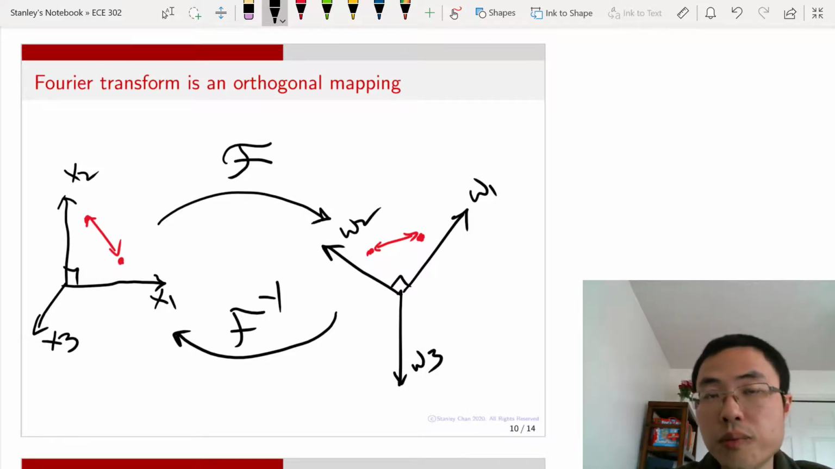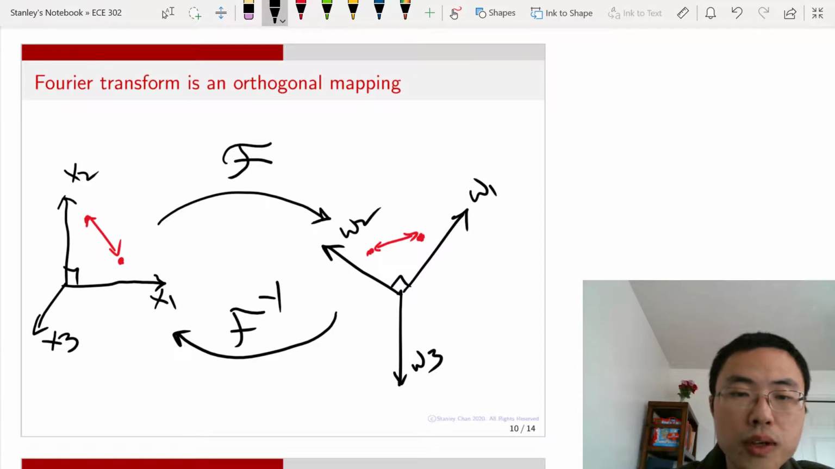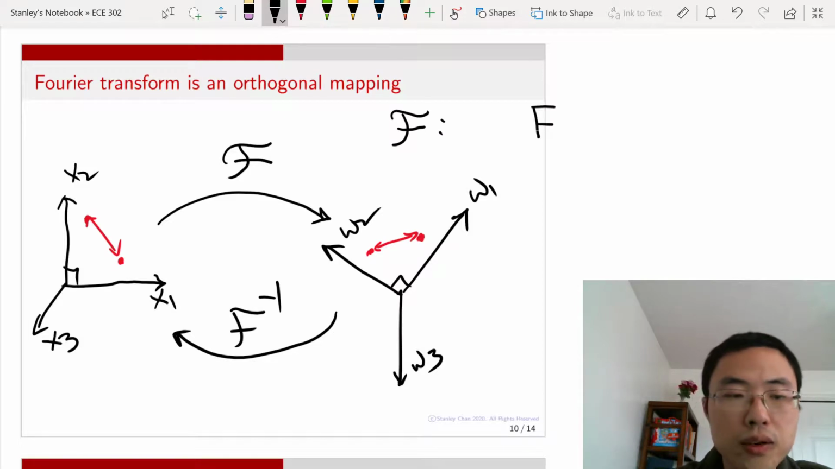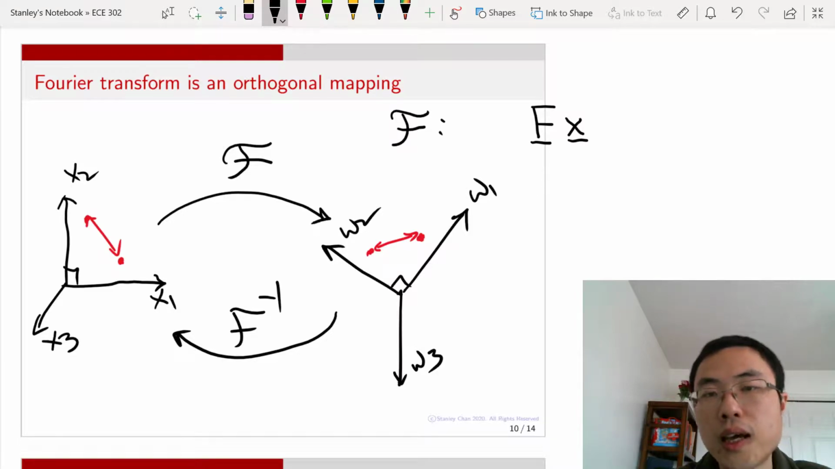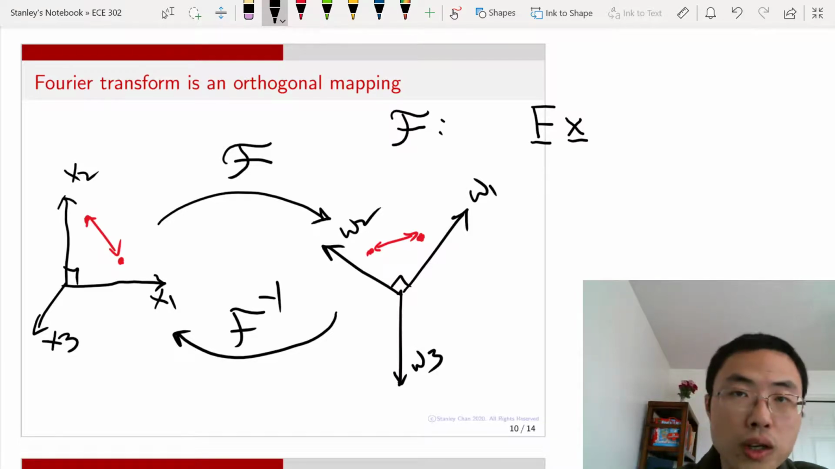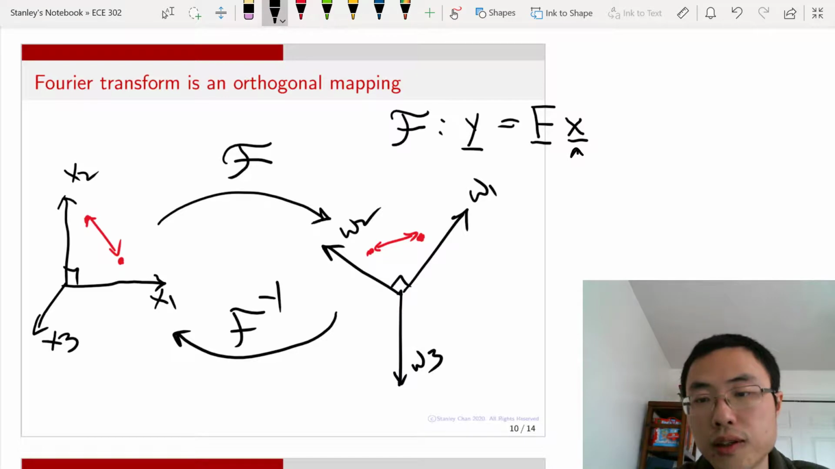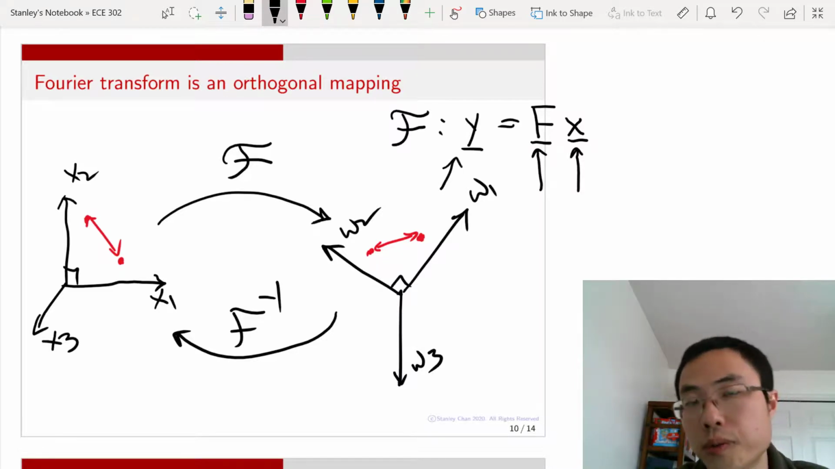If you are familiar with matrix operations, this Fourier transform, this F, can be written as a matrix F, and then all these functions you can call x. So you're applying a matrix F to a vector x, and that will give you a vector y. So this is the Fourier transform written in matrix form. You have the signal, you have the Fourier transform matrix, and then you have the output.